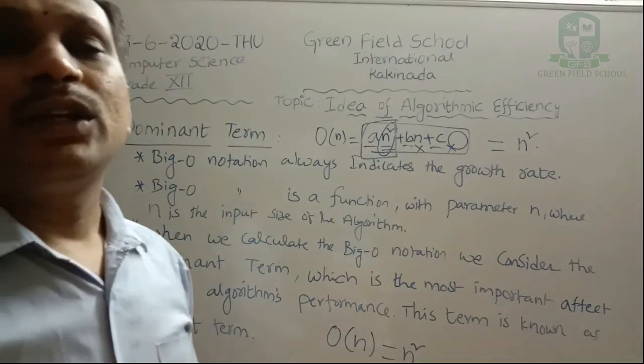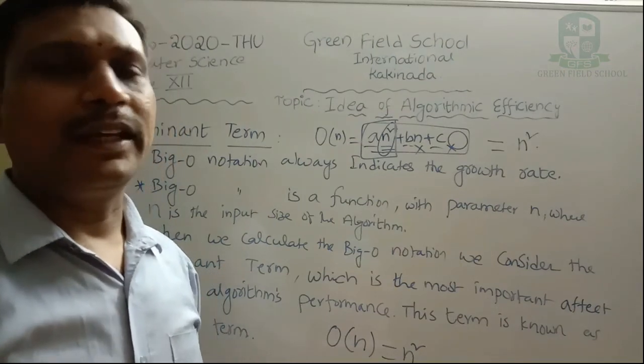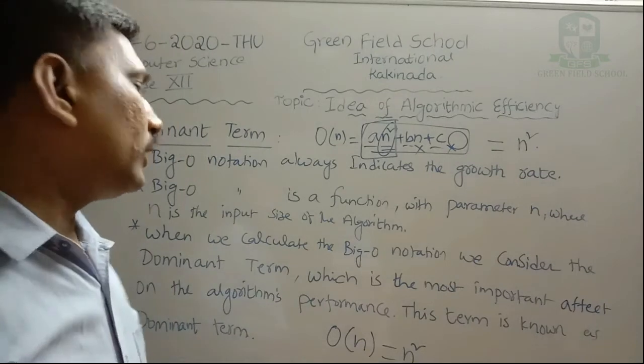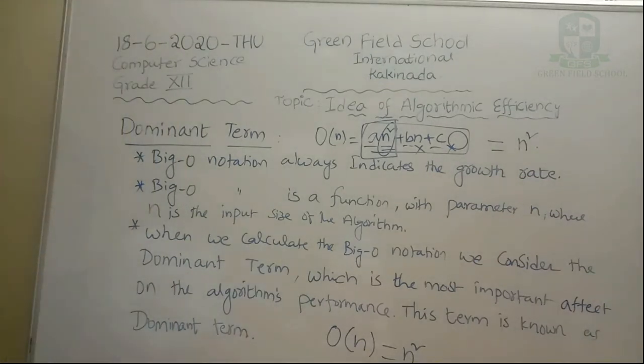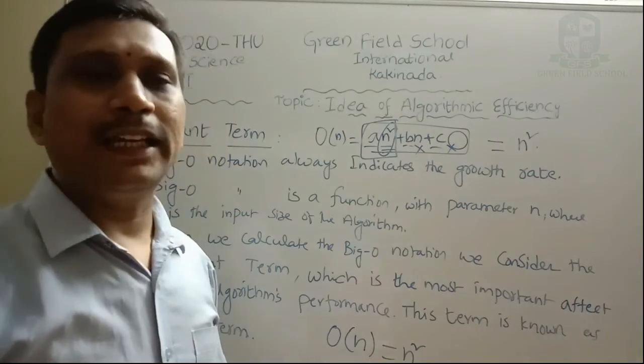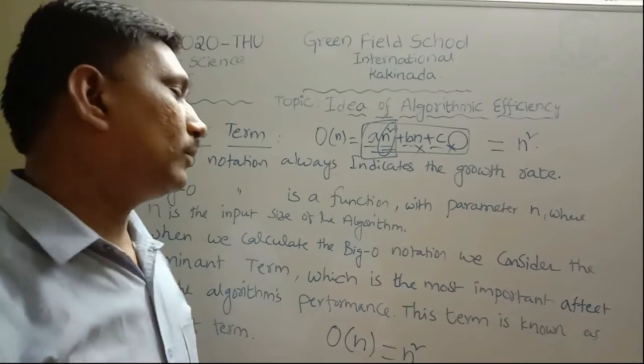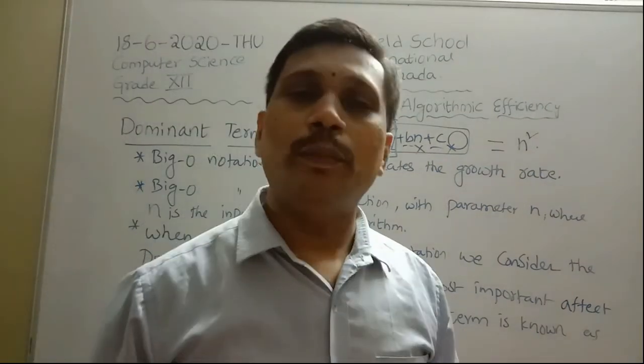In this way we assume the dominant term. The dominant term is the most important factor affecting the algorithm's performance when you calculate the growth rate or efficiency of an algorithm. So this term is known as the dominant term.